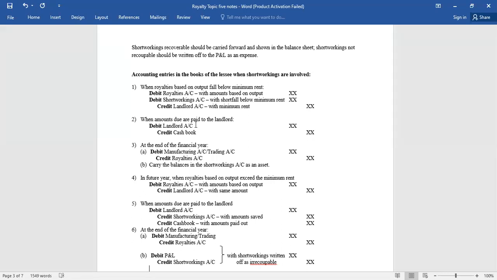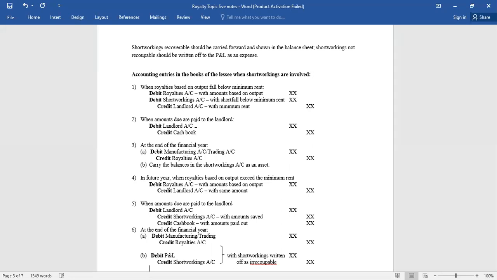We'll be doing this to cure the shortcoming. Then when the amounts due are paid to the landlord, now once we get the surplus and we pay, we are going to debit landlord's accounts. We are going to credit our shortcomings account with the amount saved to close it. And of course, you are going again to credit the cash book with the amounts that you are going to pay out. And then the last transaction will be as at the end of the trading period. We are going to debit our manufacturing account and close our royalties account.